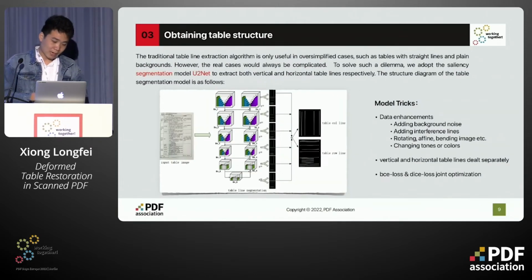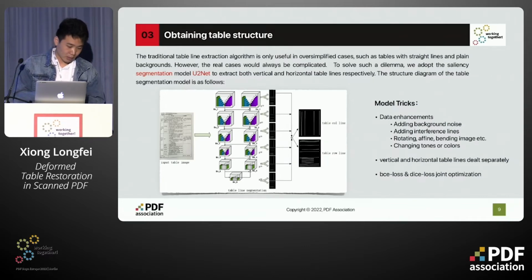The traditional table line extraction algorithm is only useful in oversimplified cases, such as tables with straight lines and plain backgrounds. However, real cases are always complicated. To solve such a dilemma, we adopt a saliency segmentation model, U2Net, to extract both vertical and horizontal table lines. This design makes it easier for us to get the cell vertices through the intersection points later.